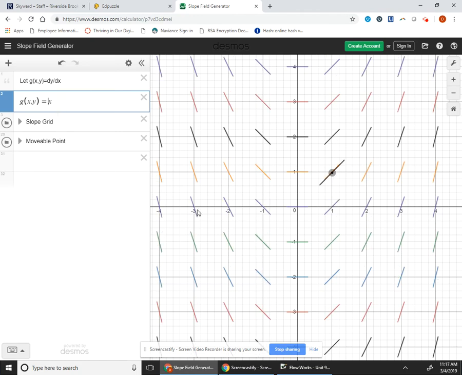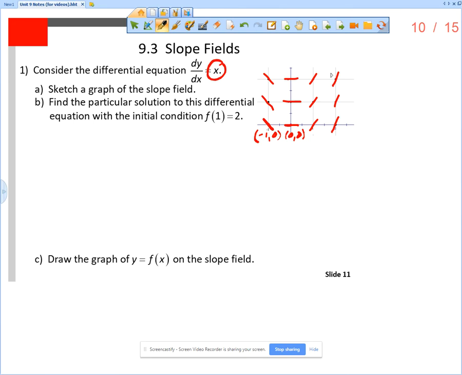Now we will have to understand how to look at a slope field and then determine what its differential equation is. But initially we just want to make sure we can draw a slope field. So we drew a slope field. All right, so that's the new thing.